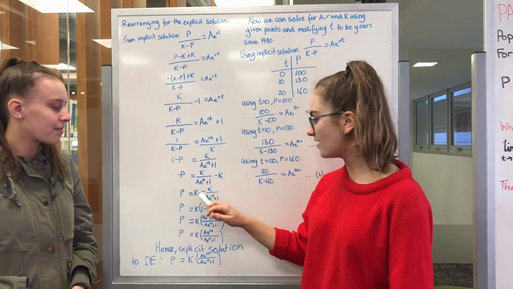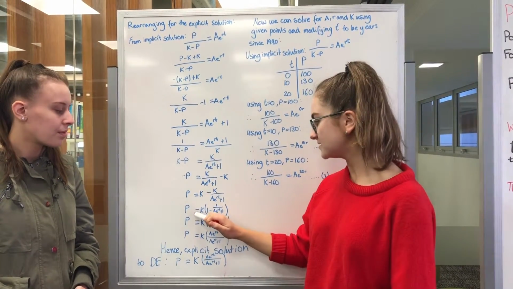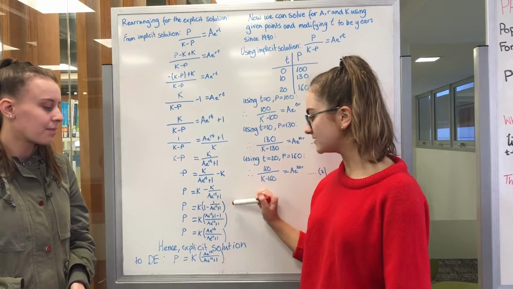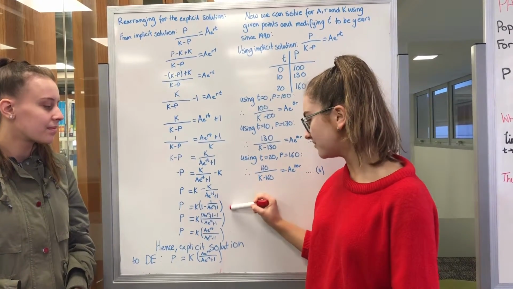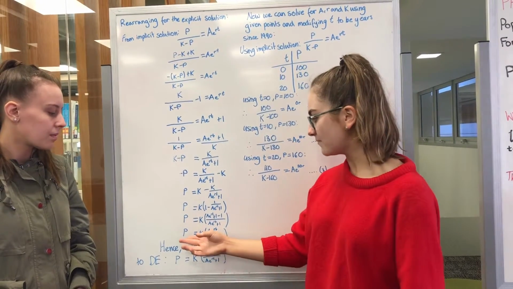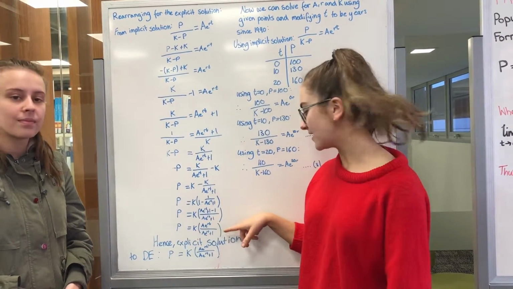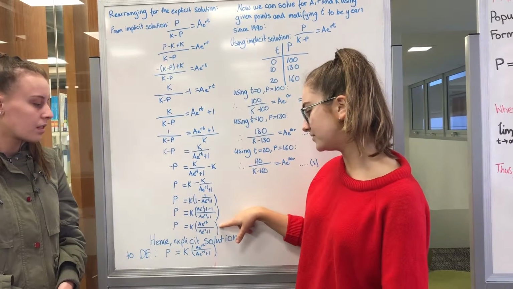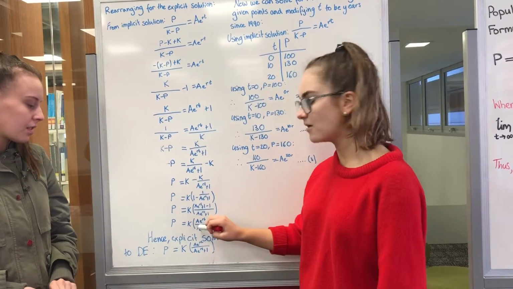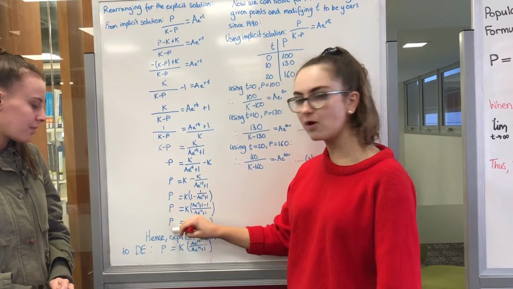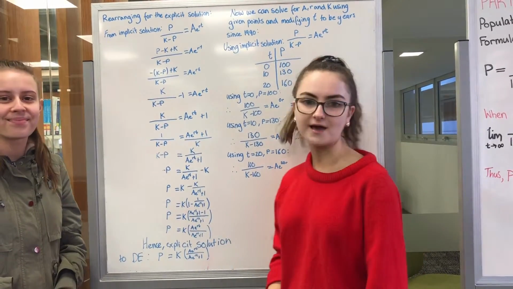Now taking K out from both terms gives us P equals K brackets 1 minus 1 on A e to the RT plus 1. And by simplifying this further, we get that P will equal K brackets A e to the RT on A e to the power of RT plus 1. And that gives us our explicit solution of the population in terms of time.